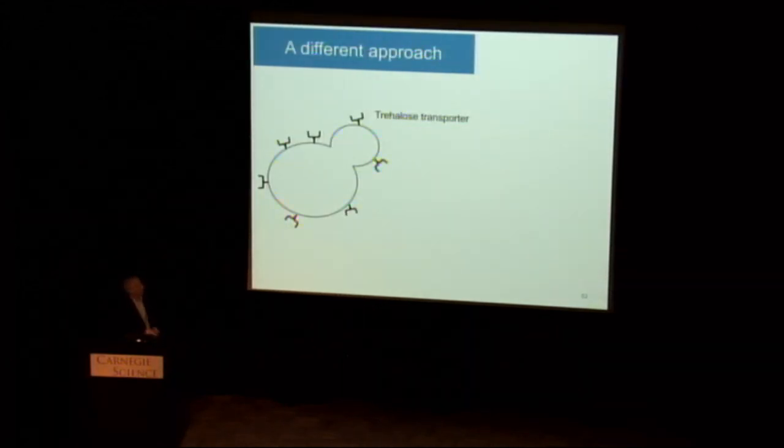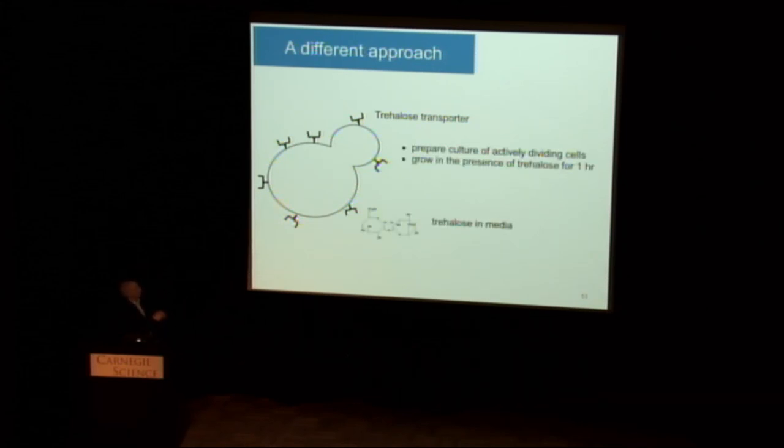Well, yeast can have a transporter on the outside, and we have a collaboration with David Botstein and Pat Gibney's laboratory. We got yeast that have a protein on the cell surface. What this protein does is it allows trehalose, which is normally impermeable to the cell, to be added to the media. With this protein, it's like a gate that lets the trehalose inside the cell. So you can accumulate trehalose inside these dividing cells, and now you can ask the question, is the trehalose necessary to promote desiccation tolerance, or sufficient to promote desiccation tolerance?